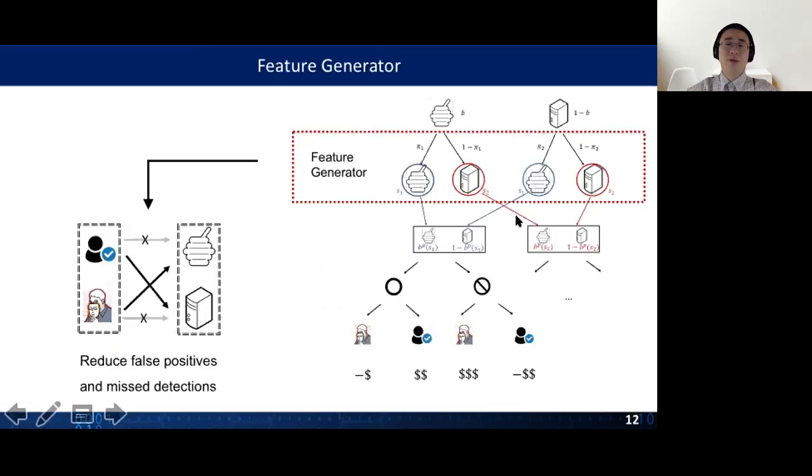By using the utility difference for different types of users, we can design the generator so that the user can behave in the defender's favor. That is, the insider goes to the honeypots, and the normal user only accesses the normal server, which helps to reduce false positives and misdetections.